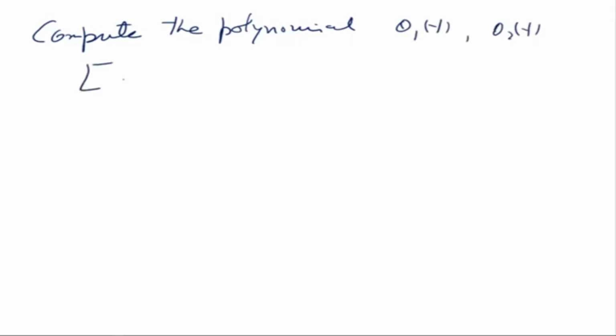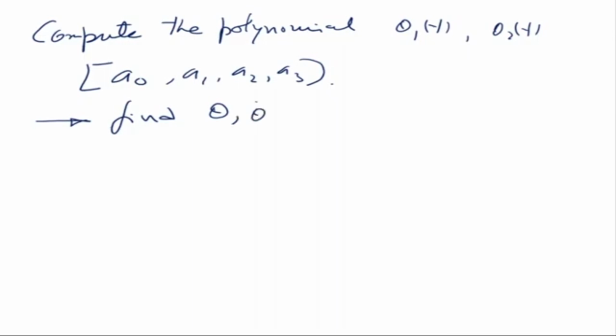Next, what do we need to do? We need to compute the polynomials for theta 1 in terms of time and theta 2 in terms of time. That basically means we have to get the variables A0, A1, A2 and A3. That's what we have to get. Once we get that, after we compute the polynomials, we can find theta dot and theta double dot, position, velocity and acceleration for theta 1 and theta 2.